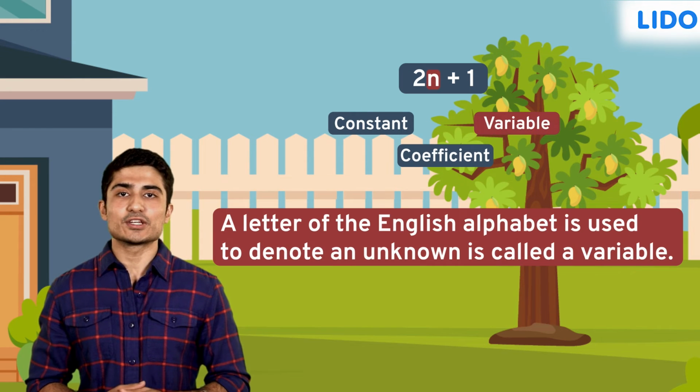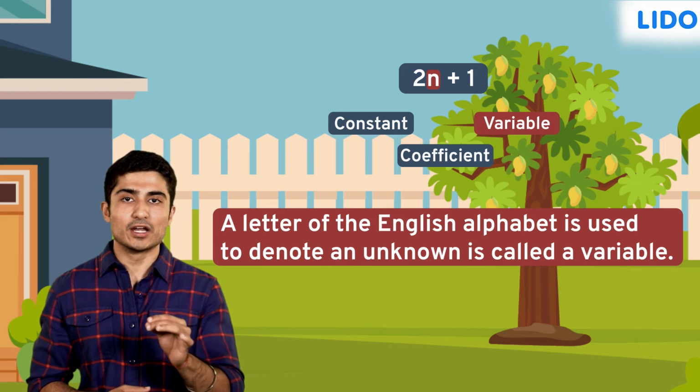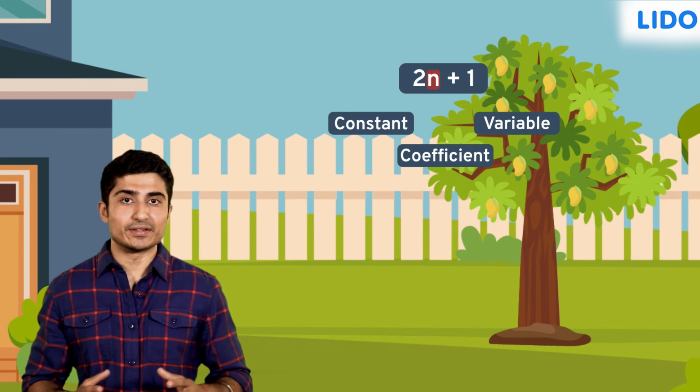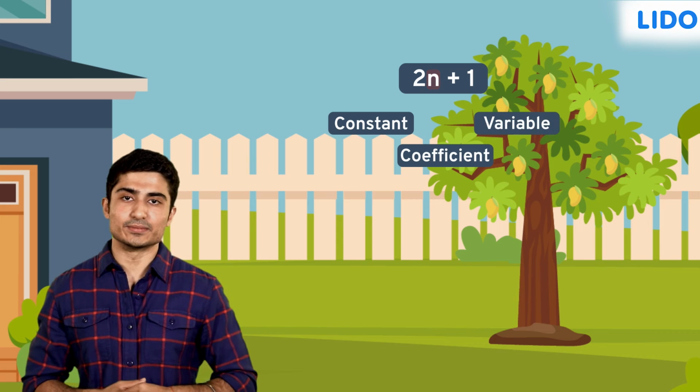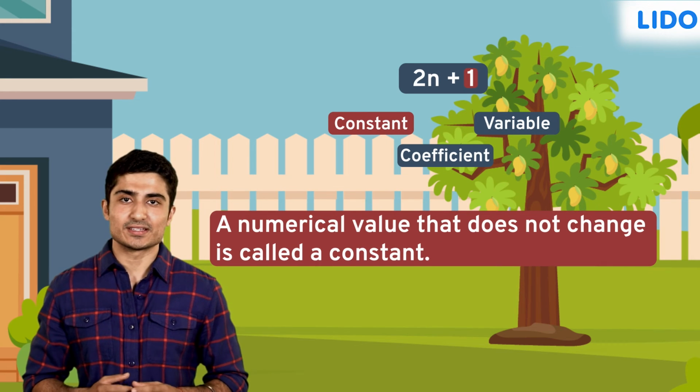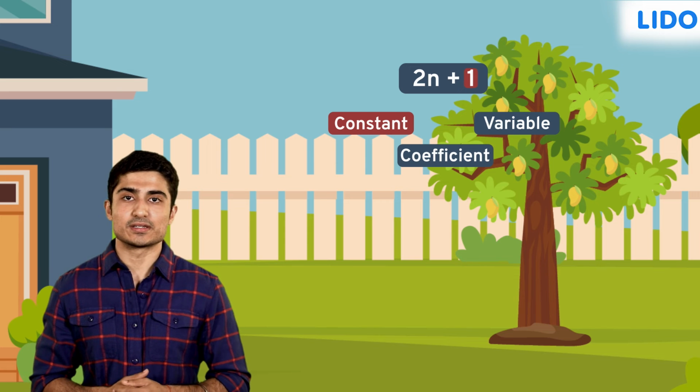A letter of the English alphabet used to denote an unknown is called a variable. The value of a variable can vary. Here, n is a variable. A numerical value that does not change is called a constant. Here, 1 is a constant.